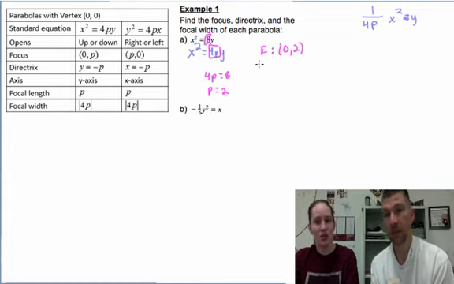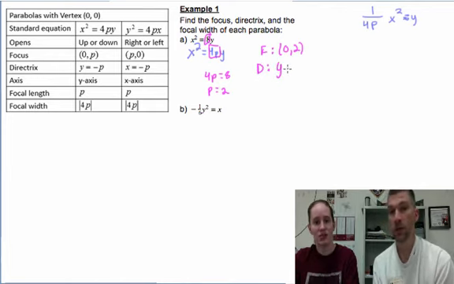That's how far the focus is from the vertex. Our directrix goes the other way: y equals negative p, so y equals negative 2. And then our focal width would be 4 times that.